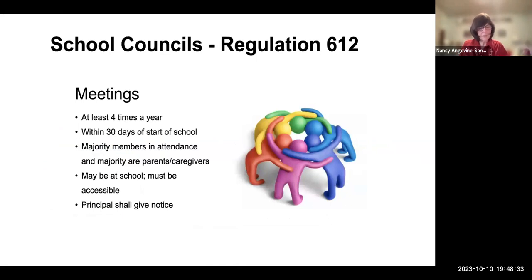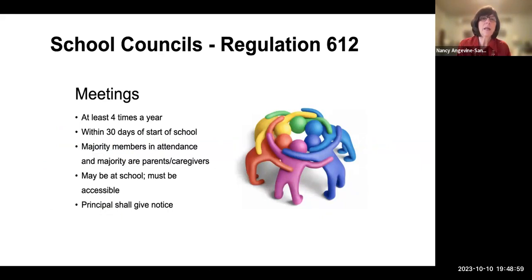So that's everyone's responsibilities. Now, what else? Well, Regulation 612 tells us that meetings must occur at least 4 times a year. I'm sure most of you have meetings many more times than that, maybe every month or every other month. You must have at least 4 meetings. And the first one has to start within the 30 days of the start of school.